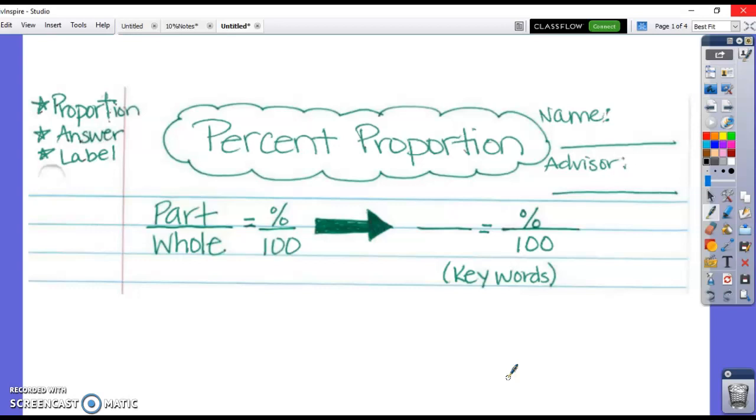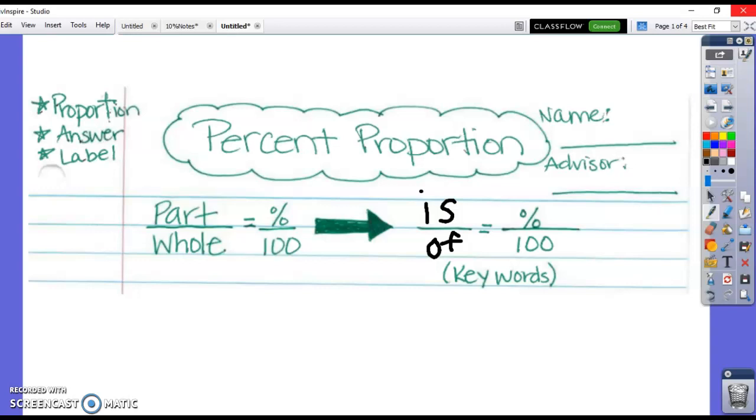So the key word for part is the word is. Okay, and the key word for whole is going to be of. So is over of equals percent over 100. And I know that probably doesn't make much sense to you right now, but as we go through these example problems, I think it will.